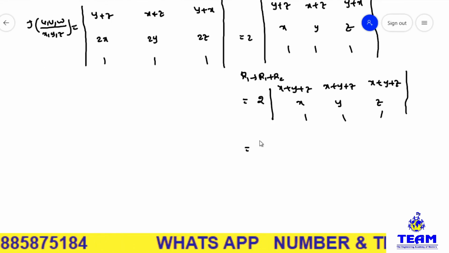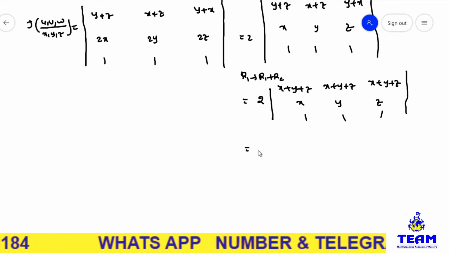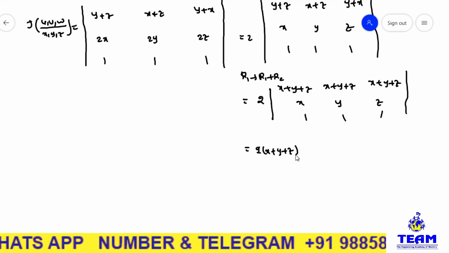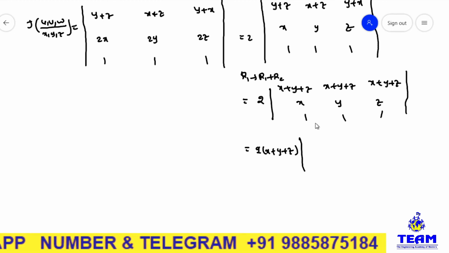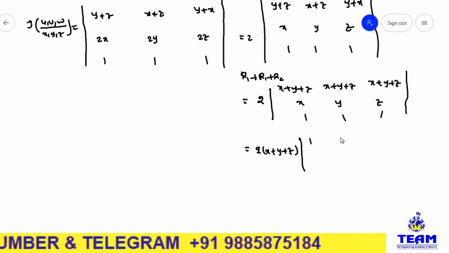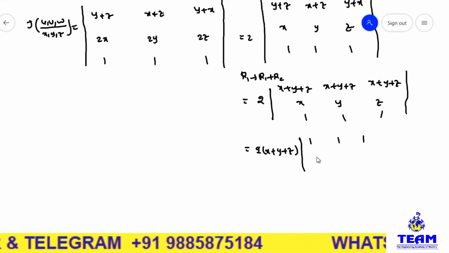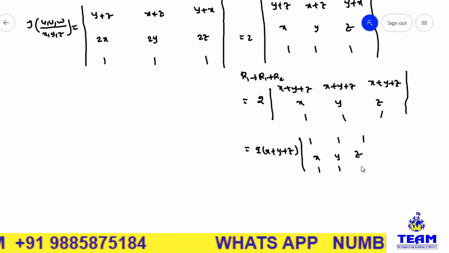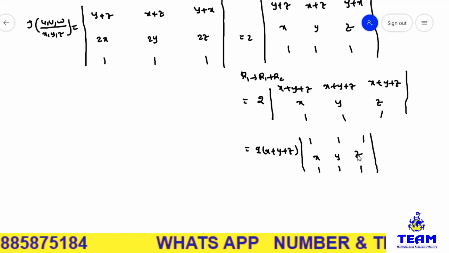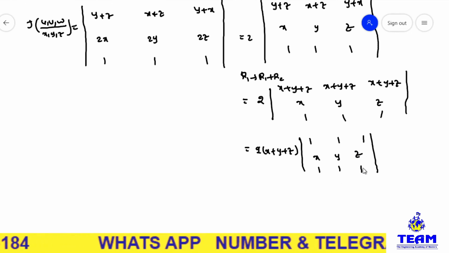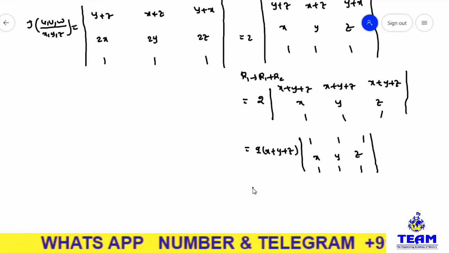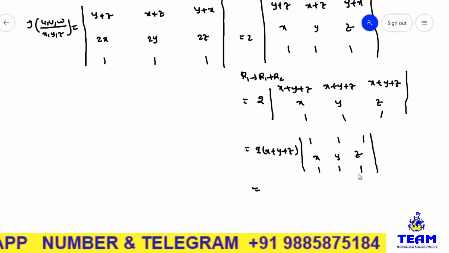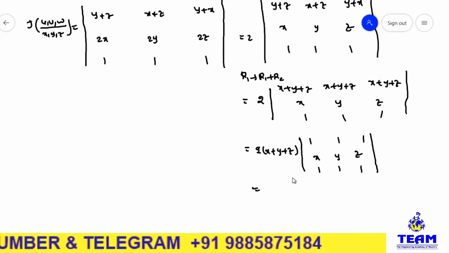Okay. From this first row you can take x plus y plus z common. Then if I take x plus y plus z in common, then the remaining determinant values, what do I have? Here 1, 1, 1. This is x, y, z. Third row is as it is. Yes or no? Now you observe the first row and the third row are equal. So you can say R1 minus R2, then R1 minus R3, if you do that, you will get 0. So the determinant will be 0.